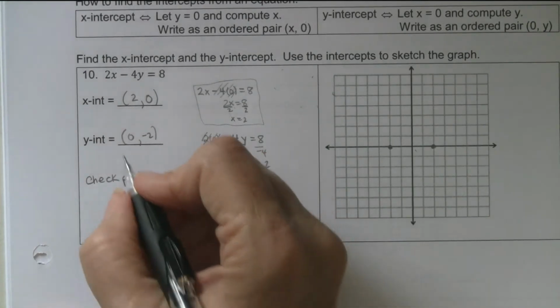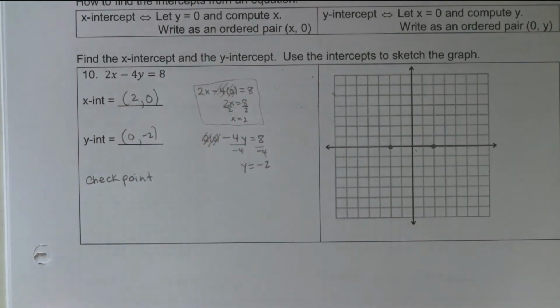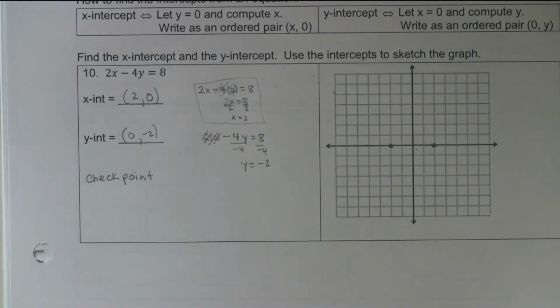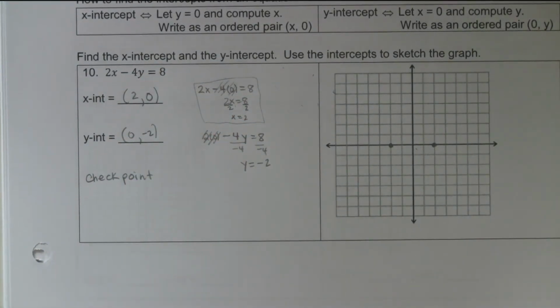And choose anything not already in your list. So you can't choose x is 2, and you can't choose y is negative 2, or x is 0, or y is 0. But you can choose anything else.